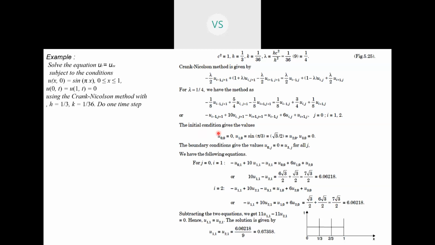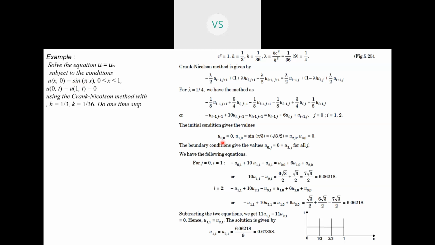Now the initial conditions are given to you. What is the initial condition? Initial condition I have told you. Initial condition is always taken at time t is equal to 0. So here you can see at time t is equal to 0, what is the value of u? U value is equal to sin pi x. At time t is equal to 0, u is having a value of sin pi x.